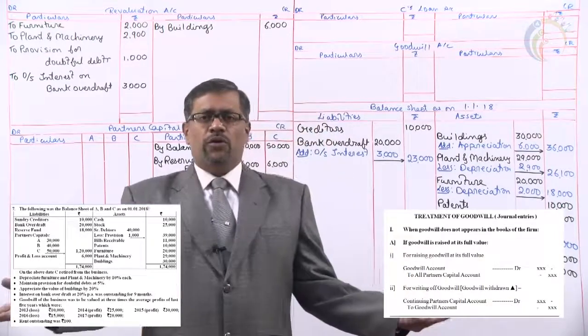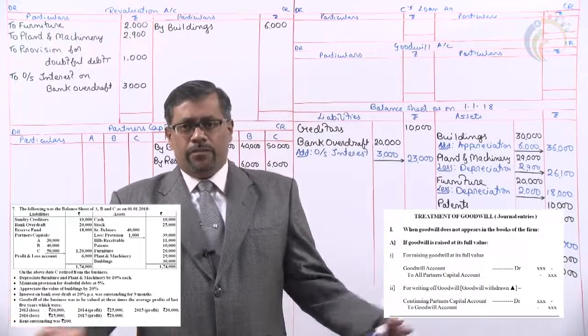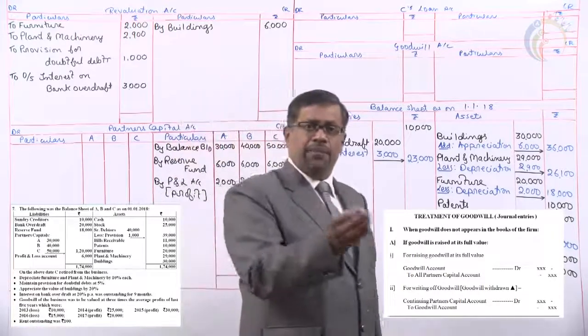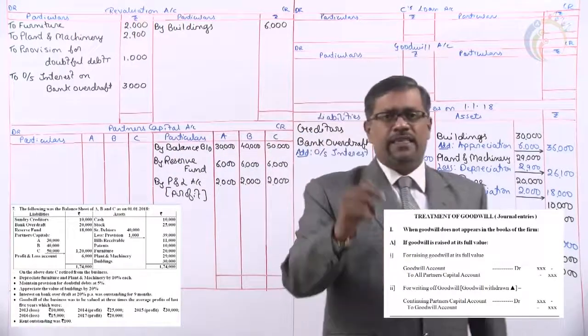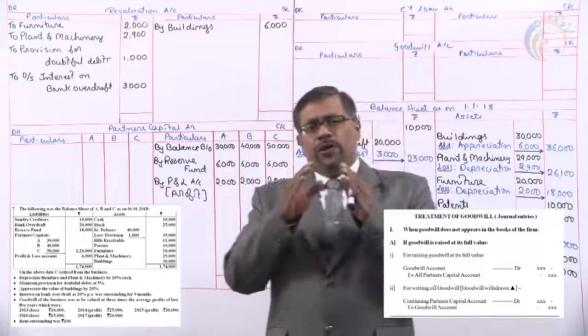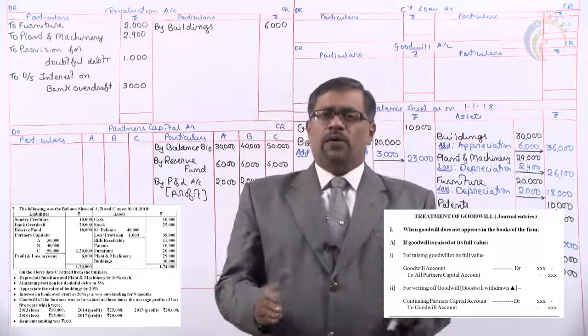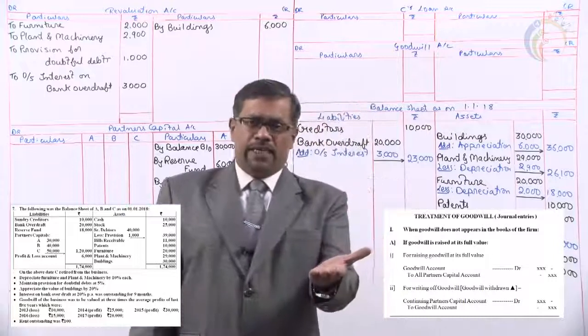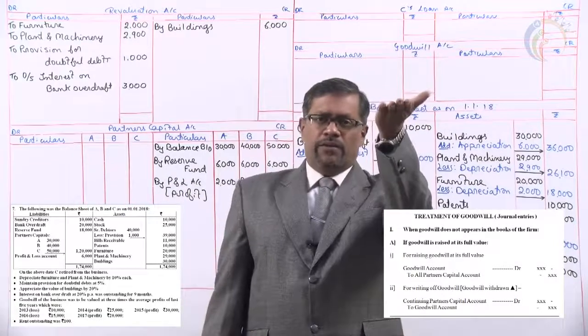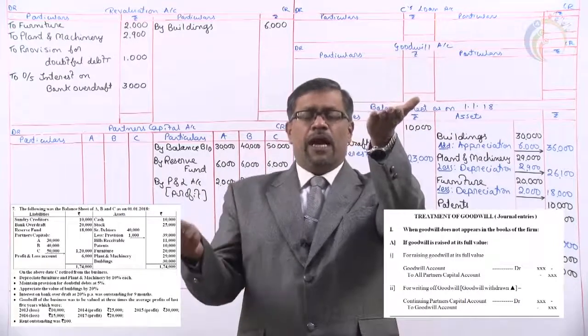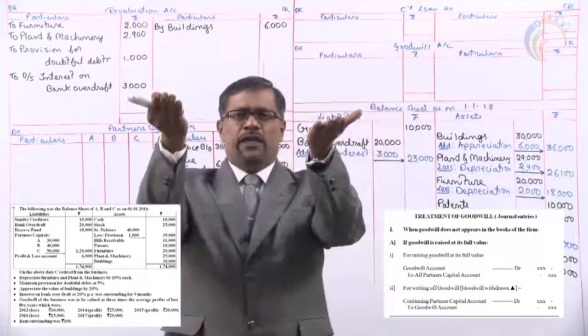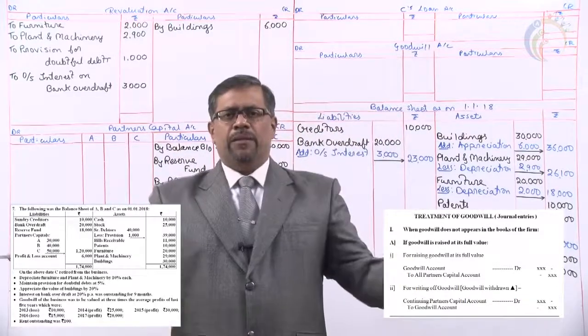Entry for goodwill: raised at its full value, because it is not mentioned whether the retiring partner's share is raised or goodwill is directly adjusted. That means goodwill is raised at its full value. What will the entry be? Goodwill is an asset. When you value goodwill, goodwill account debit. We transfer that to capital accounts, which will also increase. Goodwill account debit to capital account.